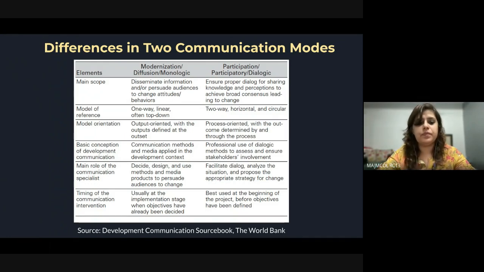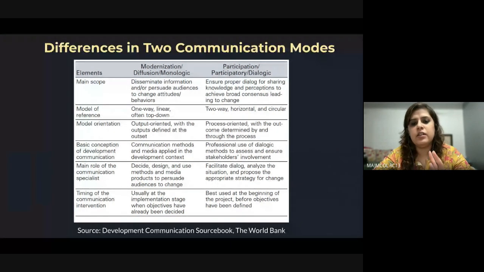Now, the monologic approach is usually used at the implementation stage, wherein objectives have already been decided, and the dialogic is also used at the initiation of a project, wherein we need to set the kind of objectives and the kind of approach that we need to take forward. Therefore, communication at the primary stage, before taking up either of the approaches, is essential when it comes to development communication.